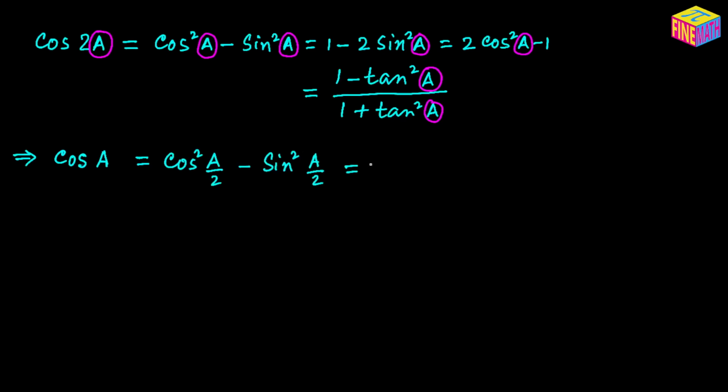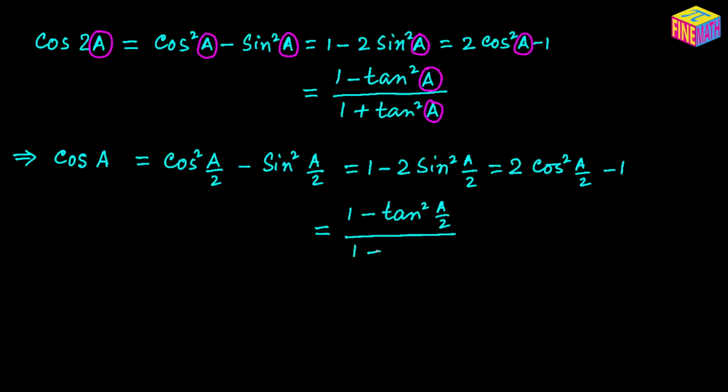Also it can be written as 1 minus 2 times sine squared of half of A, which is also equal to 2 times cosine squared of half of A minus 1, and also it is equal to 1 minus tangent squared of half of A divided by 1 plus tangent squared of half of A. So that is how we can express the value of cosine of A in terms of half of A.